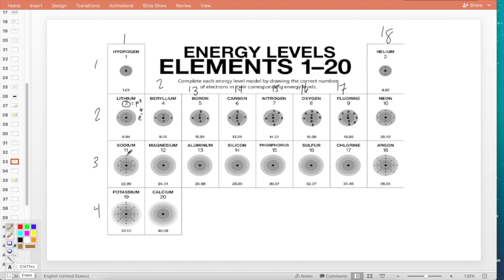Sodium has 1 electron in the third energy level. Magnesium, I'm going to have 2 electrons in the third energy level, right? 2 electrons in the first energy level. I know that the second energy level is already full. It has 8. There's the second energy level, so that's 10 electrons. I need 12. So 11, 12. It has 1 more than sodium.